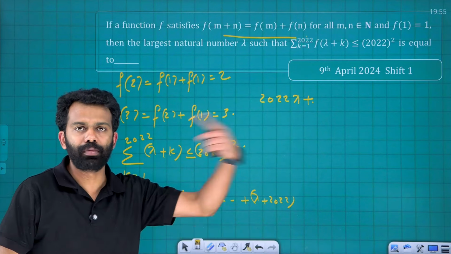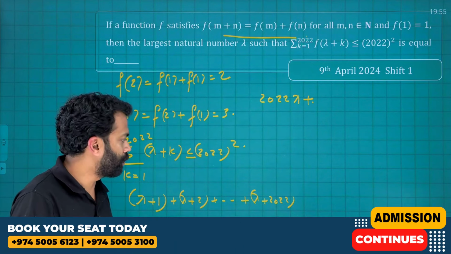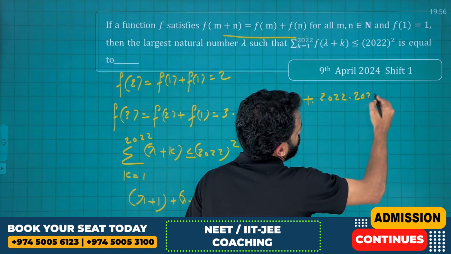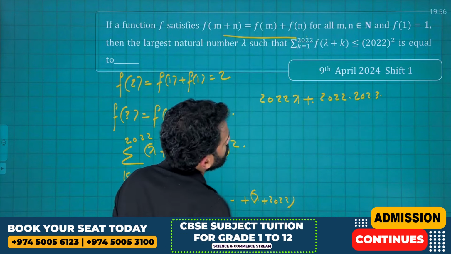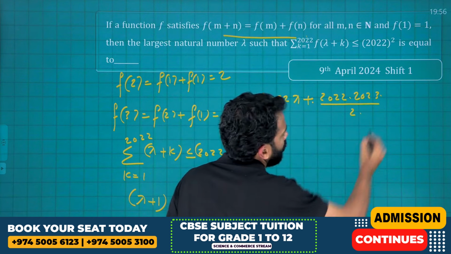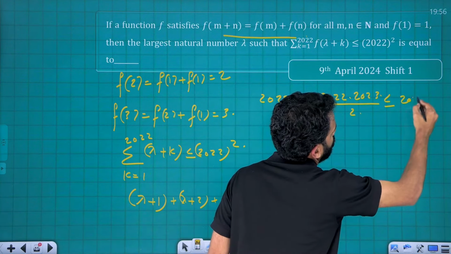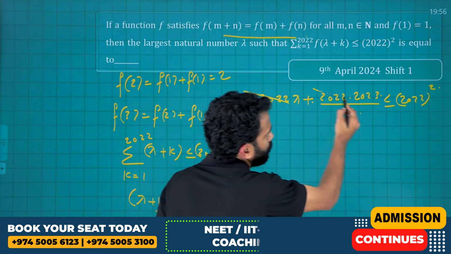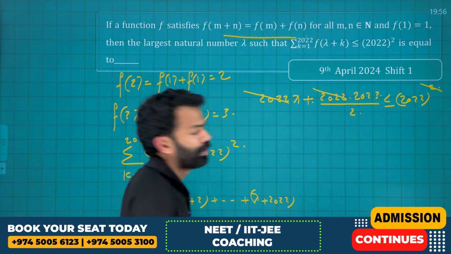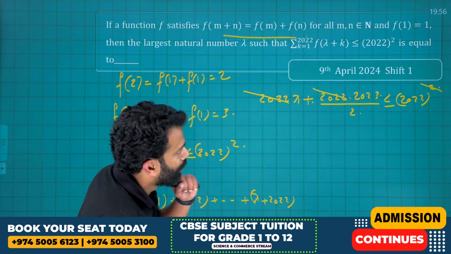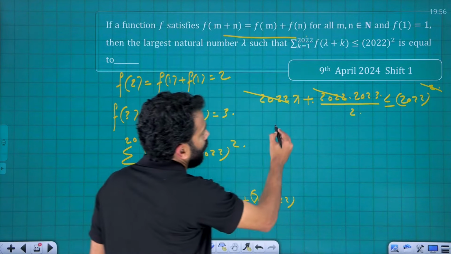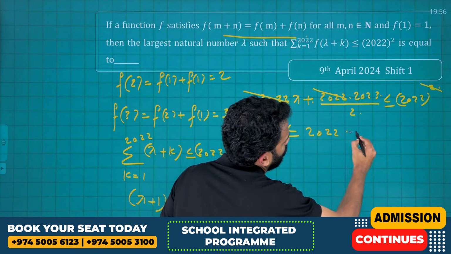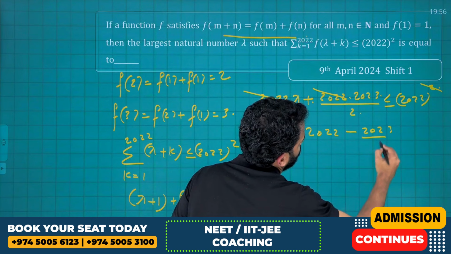That will be n into n plus 1 by 2. Here it will be 2022 into 2023 by 2, less than or equal to 2022 square. We can cancel 2022 and 2022 from here. Hope you are getting the idea here. Next, lambda less than or equal to 2022 minus 2023 by 2.